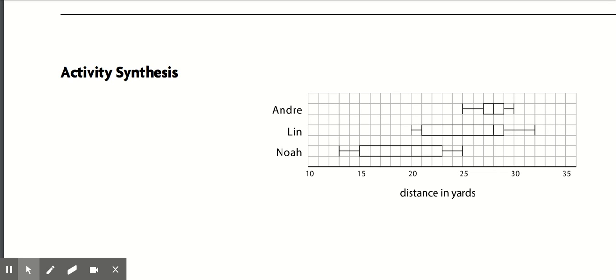And that's some of the information we can glean from these three box plots.